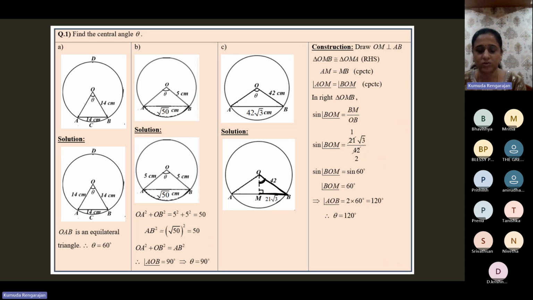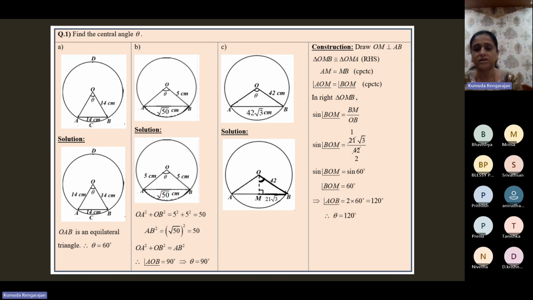The known sides: you need to connect the angle with the known sides. Opposite and hypotenuse, so sine theta. So sine of angle BOM is equal to opposite BM by hypotenuse OB. We need to find this whole angle. For that, we'll find this angle using trigonometry. So sine of angle BOM is equal to opposite 21 root 3 by hypotenuse 42.